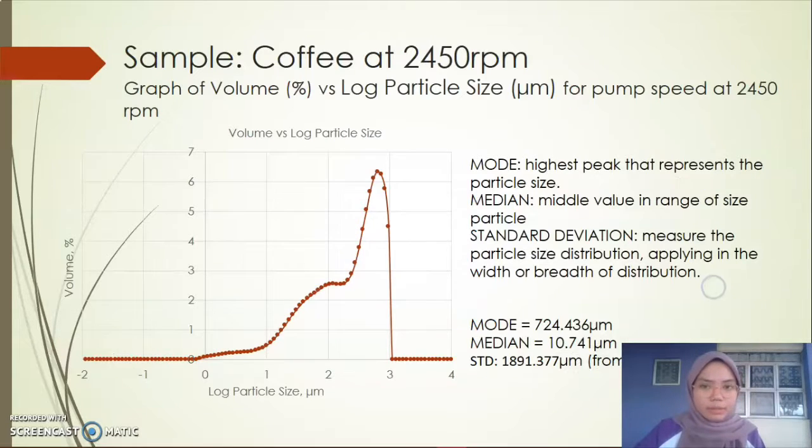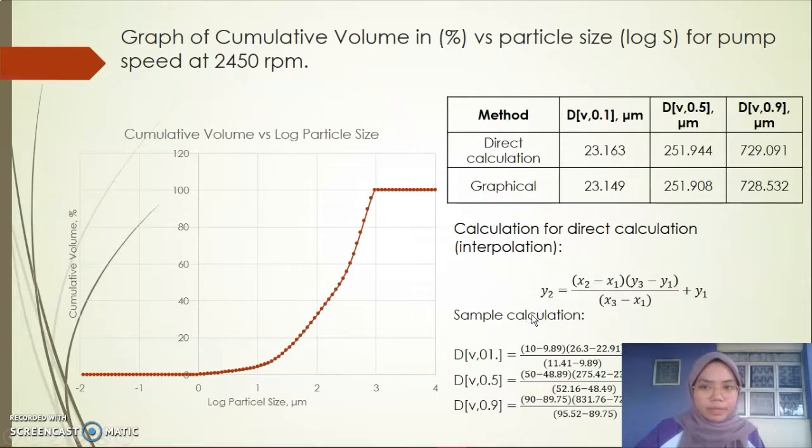And next is the coffee at 2450 rpm. It's the same as the previous one, where the mode is here, the median here, and the standard deviation we get from the Excel. This is the value. And next is the cumulative volume versus particle size graph. It's the same as the previous also, and we can see here the values were slightly deviated from graphical for both pump speeds. Thank you.